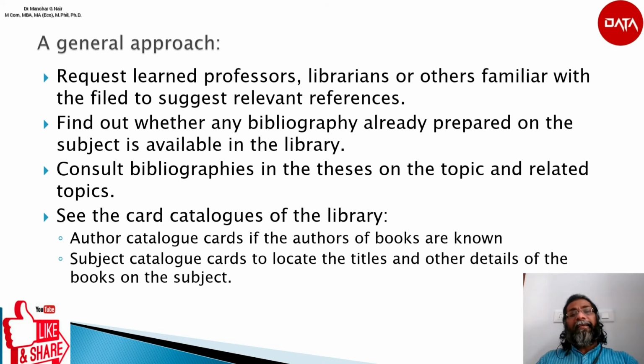First of all, the researcher can request the learned professors, librarians, or others who are familiar with this field to suggest relevant references. He can find out whether any bibliography already prepared on the subject is available in the library. He can consult bibliographies in the thesis on the topic and related topics. He can see the card catalogs of the library. There may be author catalog cards if the authors of the books are known, and subject catalog cards to locate the titles and other details of the books on the particular subject.